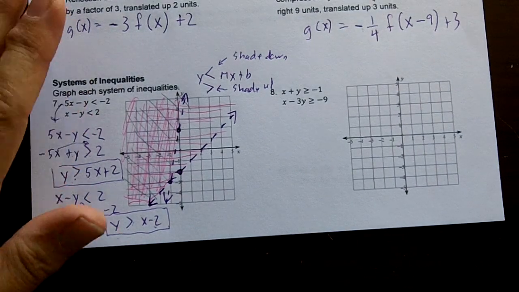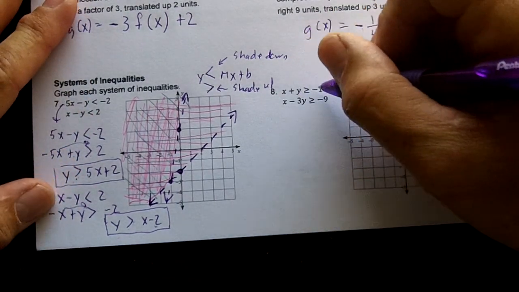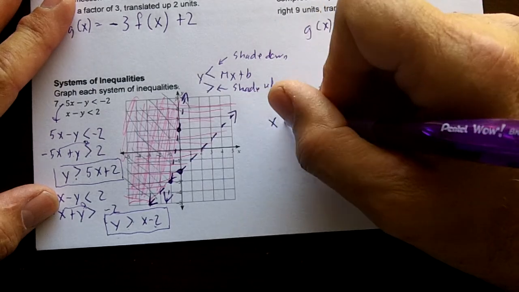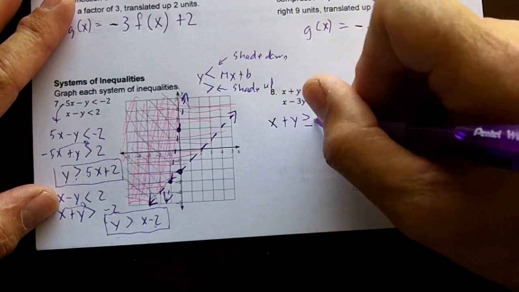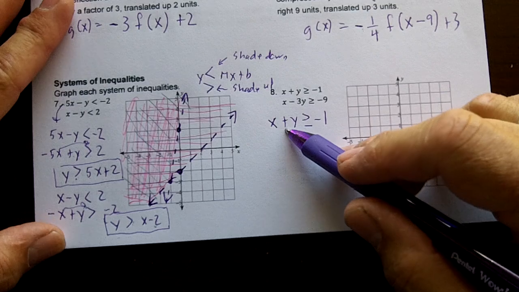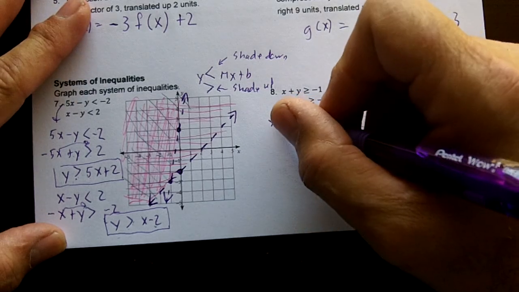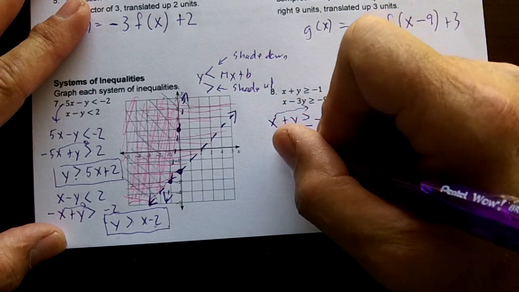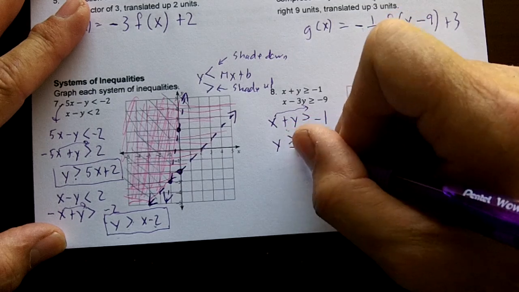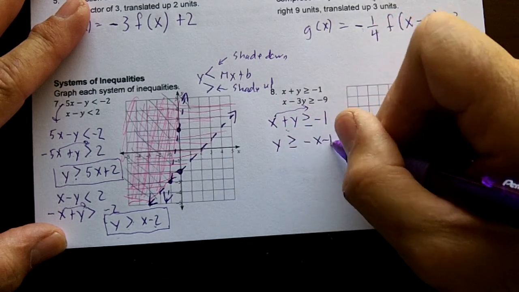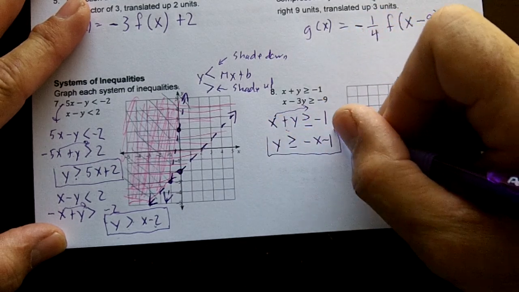The next problem, we have x plus y greater than or equal to negative 1. Our y is positive, so I don't need to flip anything. I'm going to move the x across. y is greater than or equal to negative x minus 1. I need to graph this.